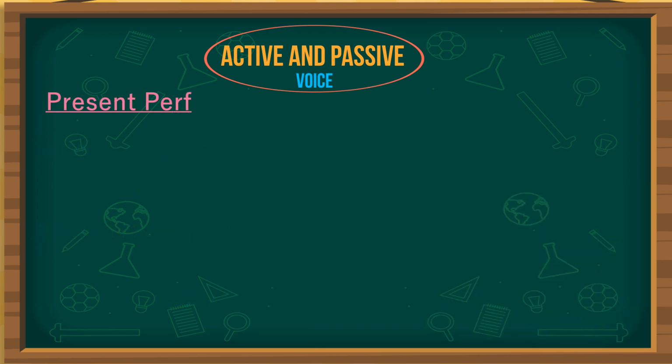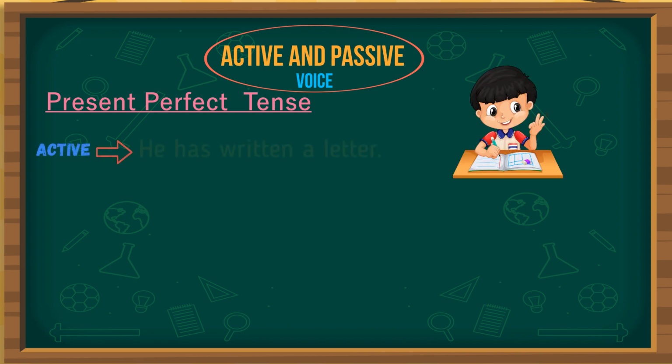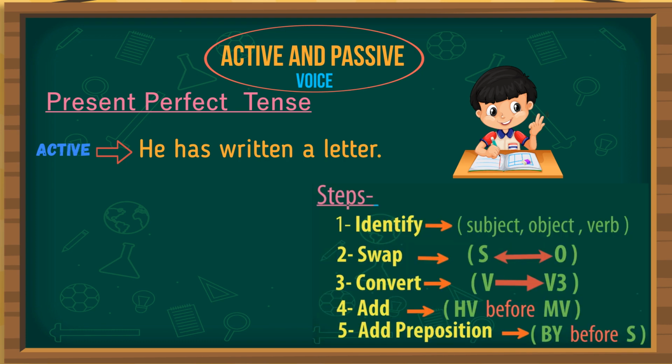Now let's see an example of present perfect tense. Active voice sentence is: he has written a letter. Now, step first is identify the subject, object and verb. Subject is he. Verb is written. Object is a letter. Second, swap the subject with the object. A letter comes to the beginning and he becomes him at the end.